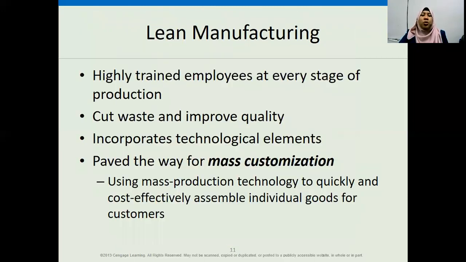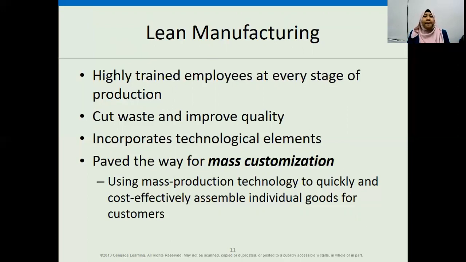All right, so lean manufacturing. This is one kind of technology. What is lean manufacturing? Lean manufacturing is highly trained employees at every stage of the production. So it cuts waste and improves the quality, and it incorporates technological elements and paves the way for mass customization. And of course, they're using mass production technology to quickly and cost effectively assemble individual goods for the customer.